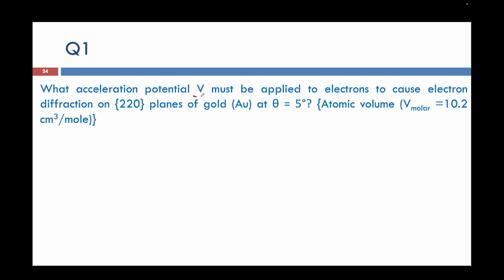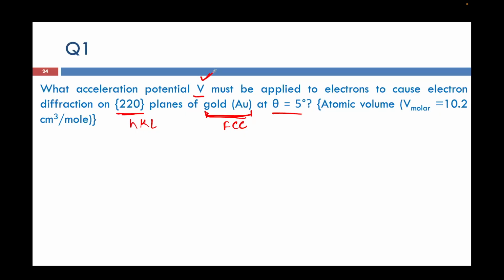It has asked about the acceleration potential V, and what is given? The 2 2 0 planes, that means the hkl value is given. Gold is mentioned, and the crystal structure of gold, if you remember, is FCC, that means a cubic structure, and theta is given. It asks what acceleration potential is needed to cause diffraction, so it relates diffraction, that means the wavelength, with the acceleration potential.